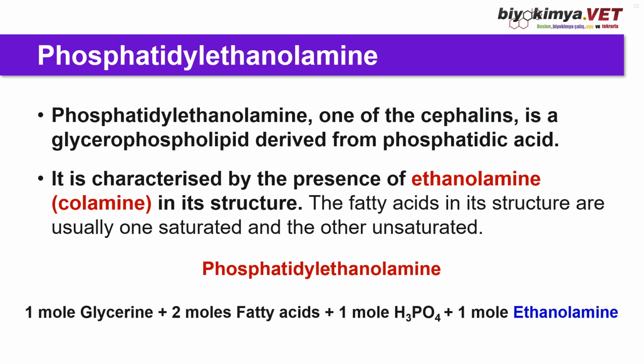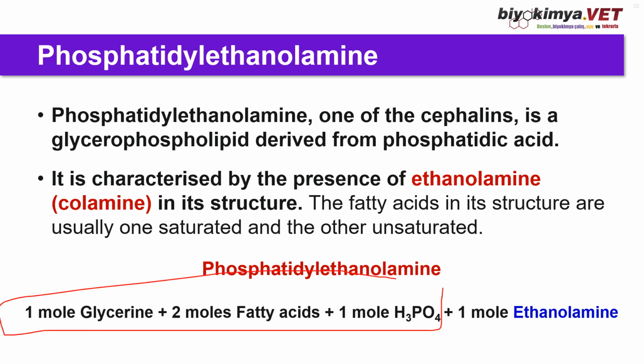This is the building pattern of phosphatidylethanolamine: 1 mole of glycerin, 2 moles of fatty acids, one saturated and the other unsaturated, and 1 mole of phosphoric acid, which makes it a phosphatidic acid. This is why it is also a derivative of phosphatidic acid. The molecule which makes it unique is ethanolamine, or cholamine.